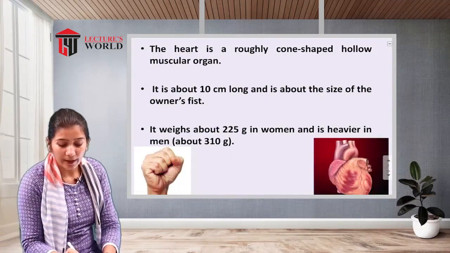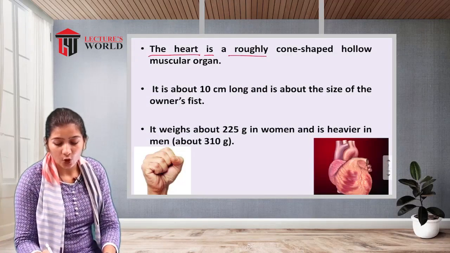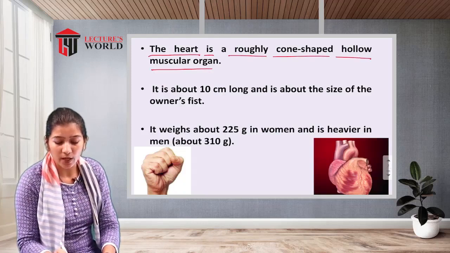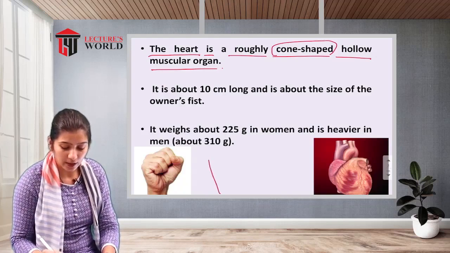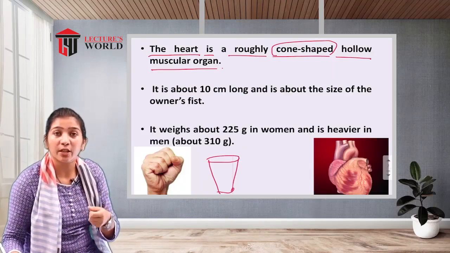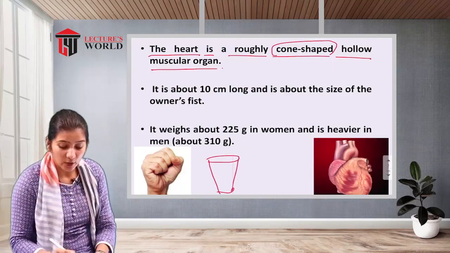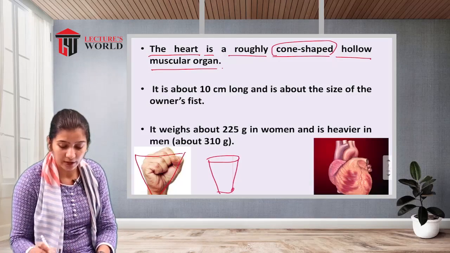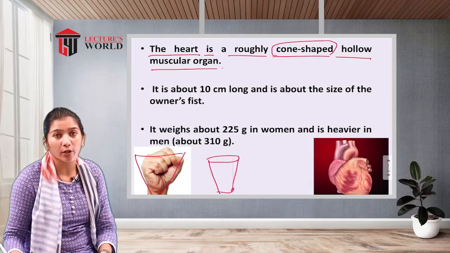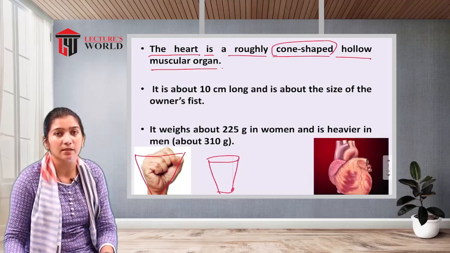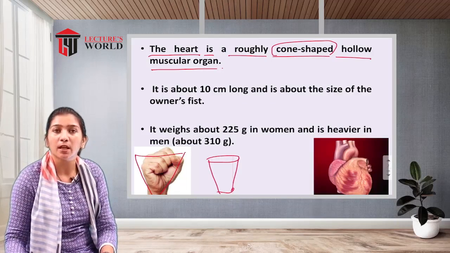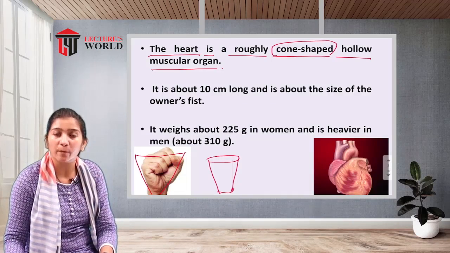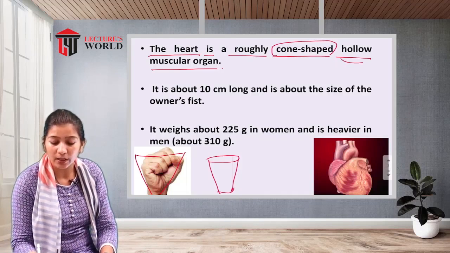The heart is a roughly cone-shaped, hollow, muscular organ. You can see it is a cone shape, like the ice cream cone we eat. It is a muscular organ, made up of muscles. There are no bones in the heart; it is just made up of muscles. That's why it is a cone-shaped muscular organ, and one more thing, it is hollow.